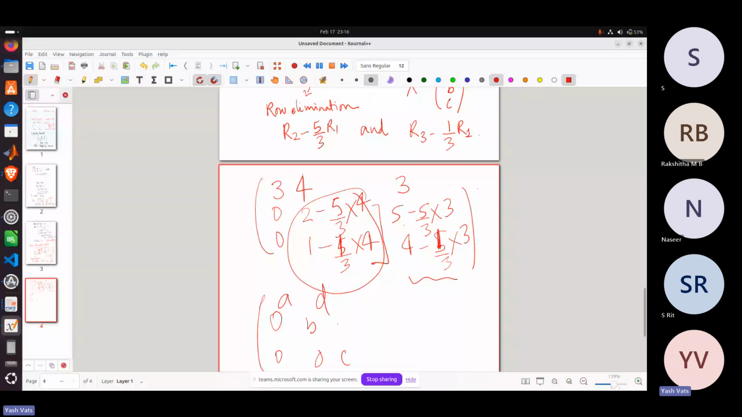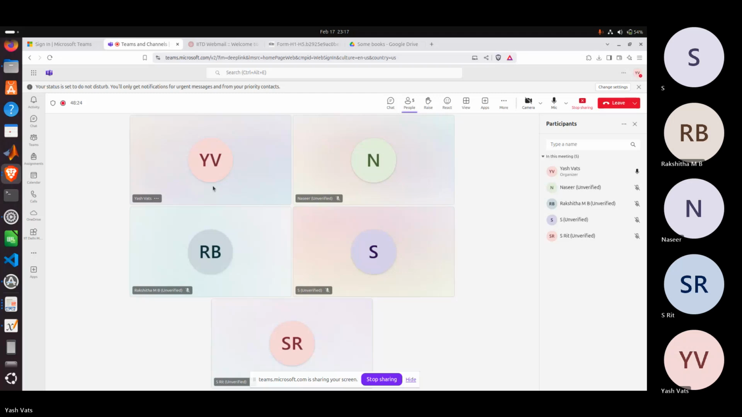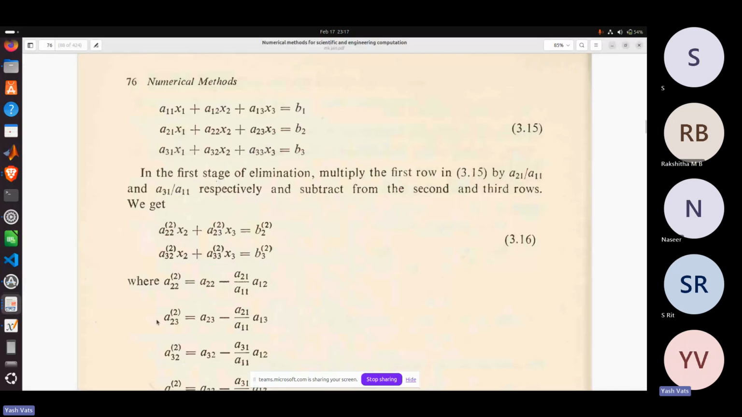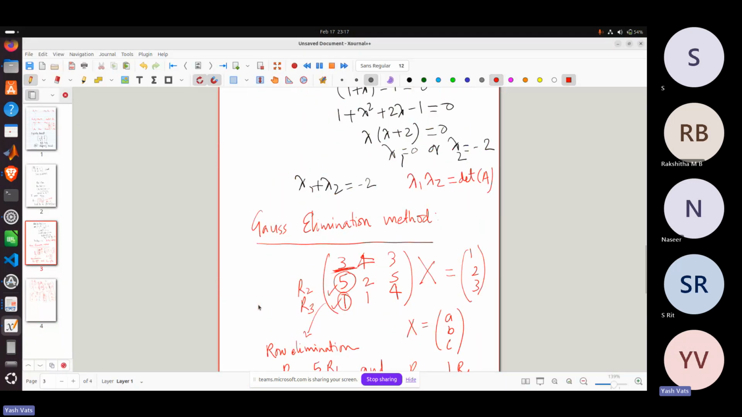A, B, C, D, E, F equals B1, B2. These are all changed now. So what is B1, B2, B3? Is this clear, everyone? Rakshita, Nasir, is this clear? I think so. In your lecture notes it's already done, but I'm just recalling the concepts for a better understanding. If you have any questions, just let me know.